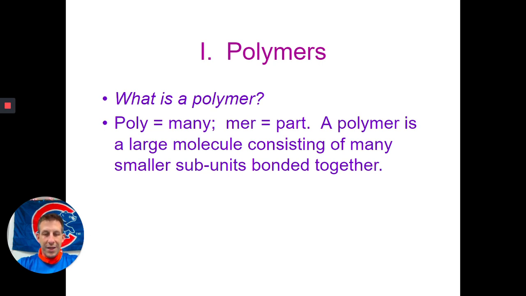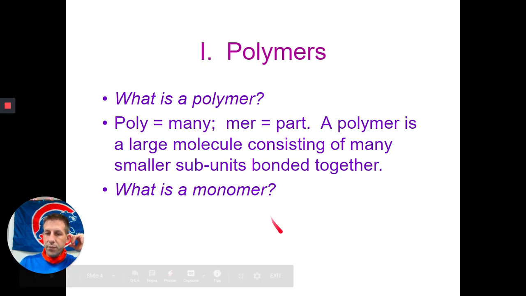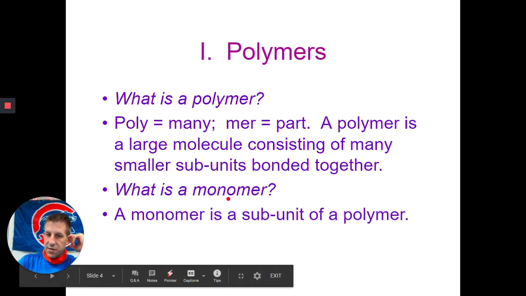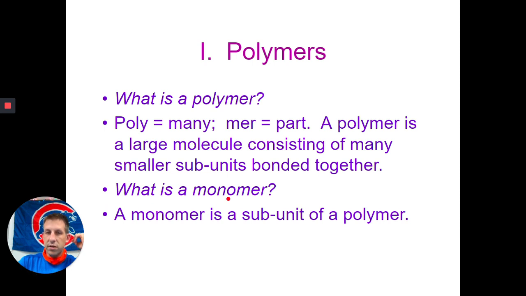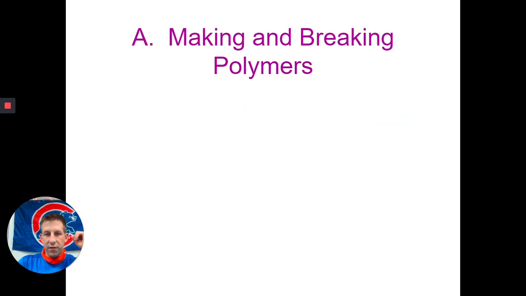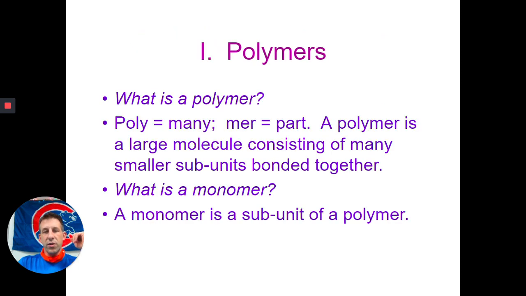But the term poly means many. The term mer is a word root that means part, so it's many parts put together into a larger molecule, and those smaller subunits are bonded together. Okay? Now, polymers are made up of things called monomers, right? You probably have heard this term before. That prefix mono means one, and then mer again means part, so one part. Okay? A monomer is a subunit of a polymer. Now, when we want to create a larger molecule, a polymer, we have to use many small monomers.